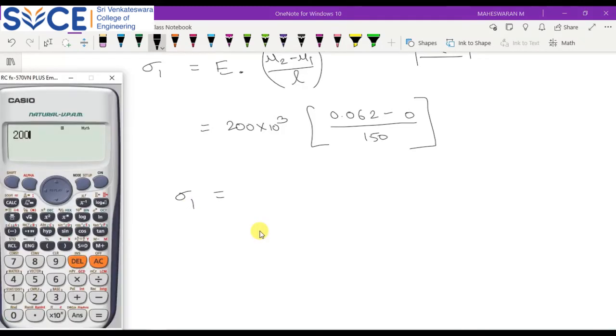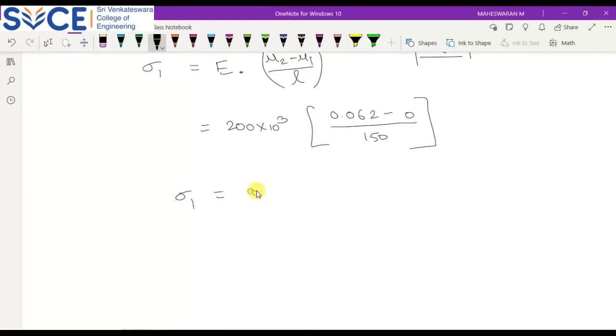You will get 200 into 10 power 3 into 0.062 divided by 150. So I'll get 82.6, right? We are getting around 82.6 Newton per mm square.